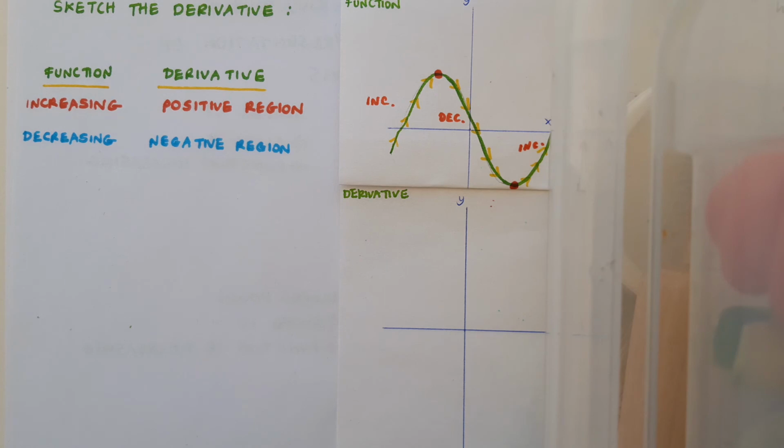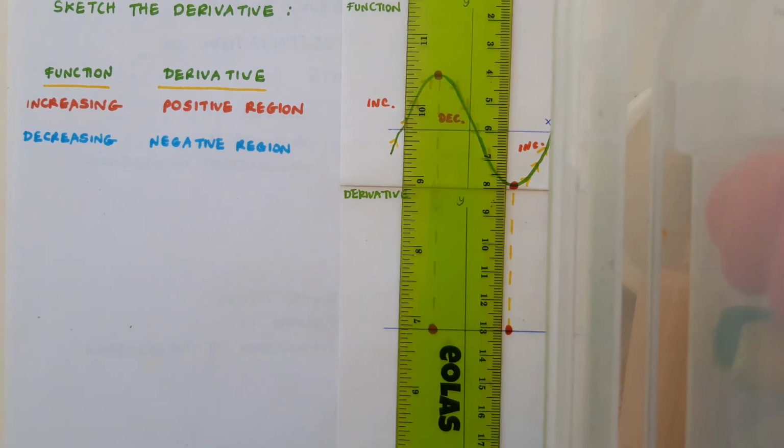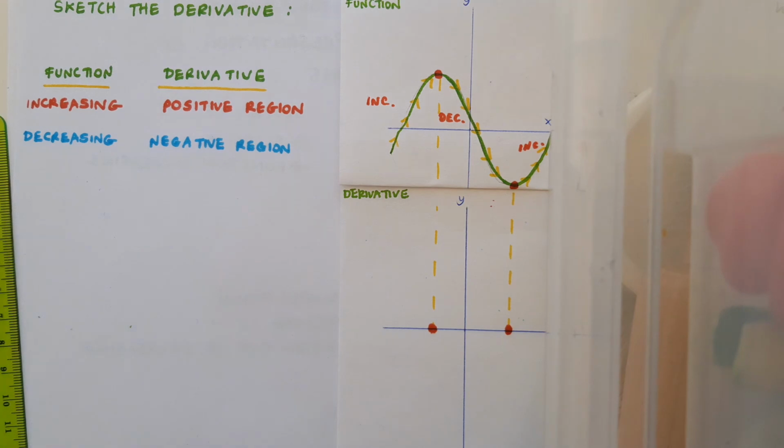Okay, so I'm going to take my ruler and I'm going to drop a line from each of the turning points down to the x-axis of the derivative sketch. So I've done it for the first turning point, and then for the second turning point. So now I know where the derivative is going to go through the x-axis. So now I have to just figure out, is it going to be in the positive or negative regions of the graph between those? So let's have a look.